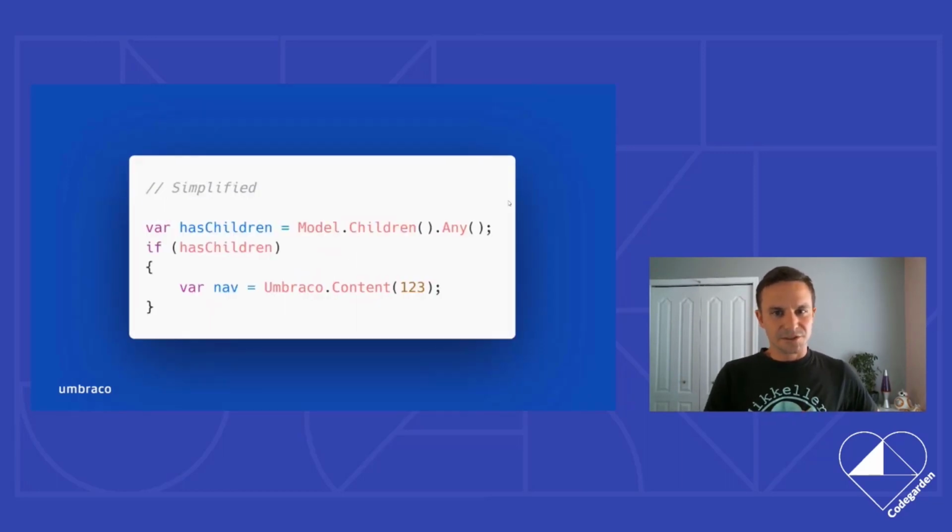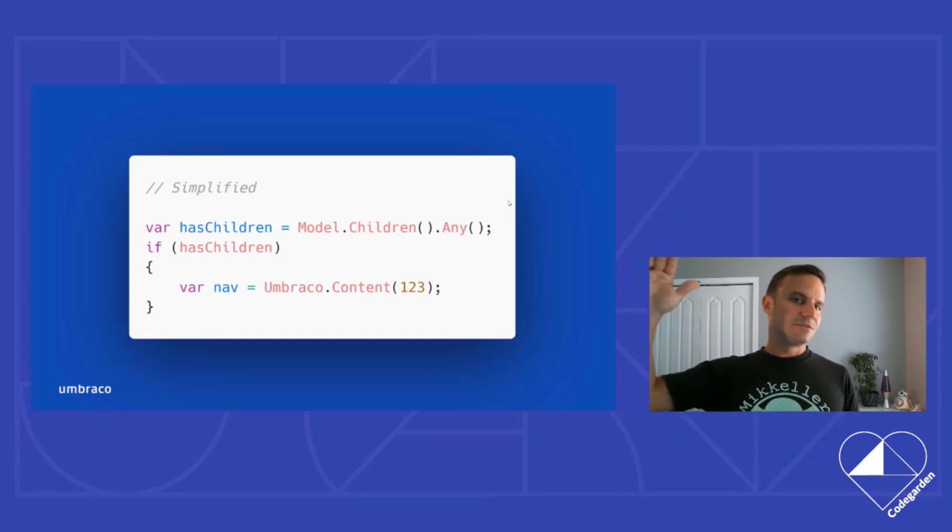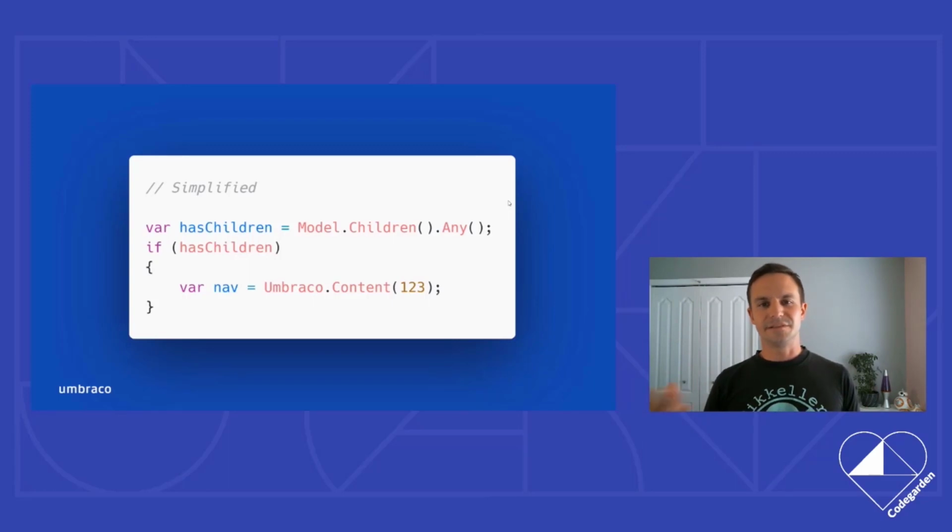So let's simplify this a little bit. We'll just do has children equals children.any, and now we can reuse that. Too often I see model.children.any used 4 or 5 times in the same view, and then some. Store the output of all these methods. Don't keep calling those same methods over and over again.